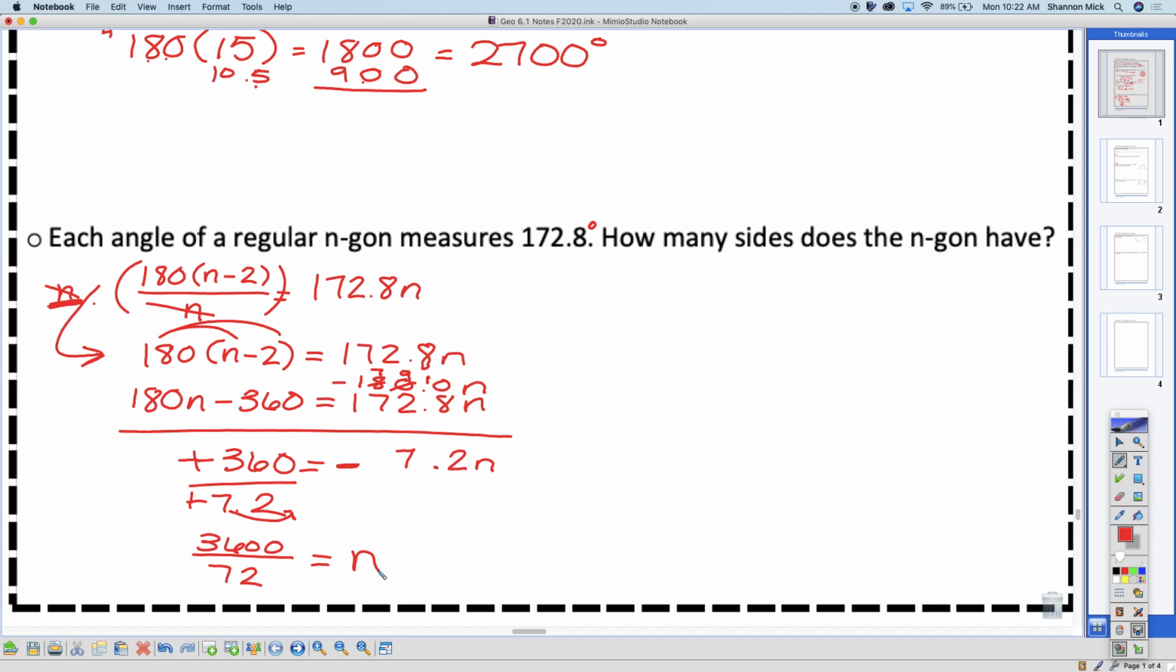Okay, so 9 goes into 36 how many times? 4. So this would be 400, right? And 9 goes into 72 how many times? 8. Now, does 8 go into 400? Yes. 8 goes into 40 how many times? 5, and then a 0. So n equals 50. So how many sides was this? 50.